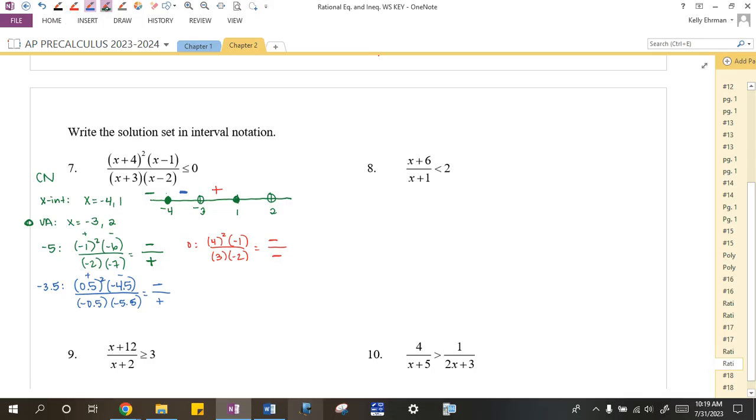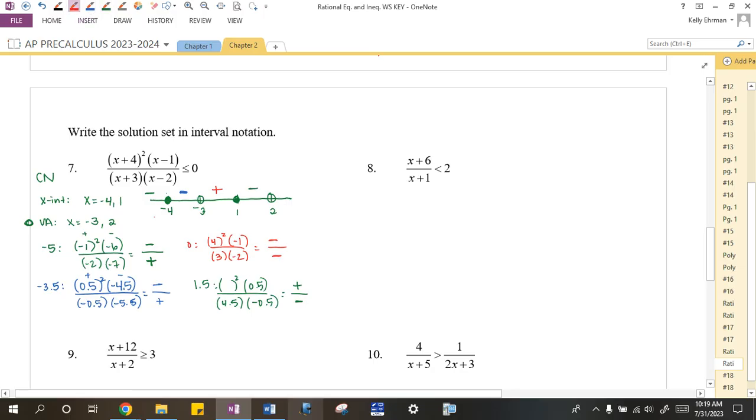We're almost there. 1.5. Okay, well, squared is going to be positive. It doesn't matter what that is. 1.5 minus 1 is 0.5. 4.5. 1.5 minus 2, negative 0.5. A positive times a positive is a positive. A positive times a negative is a negative. And a positive divided by a negative is a negative.